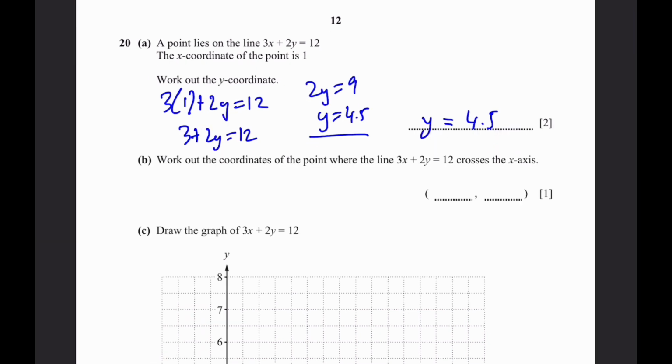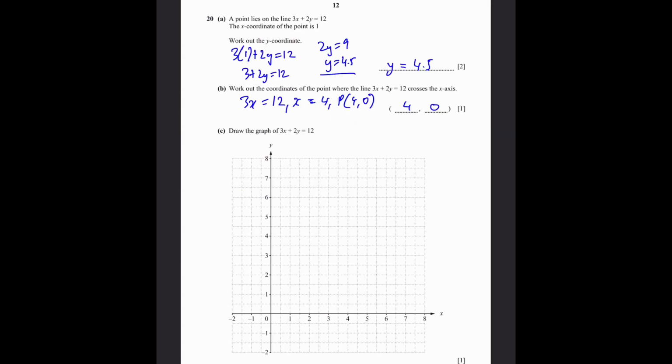Work out the coordinates of the point where the line 3x plus 2y equals 12 crosses the x-axis. And that means the point where y is equal to 0. That means 3x is equal to 12, so x is equal to 4. Coordinate is equal to, I'll write as p, 4 as x, and 0 as y. That's the answer.